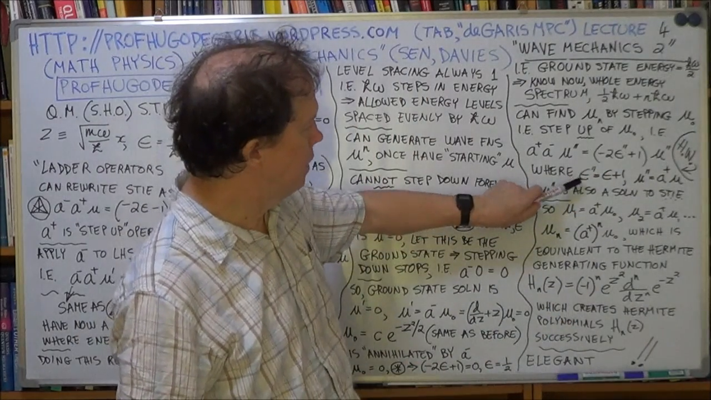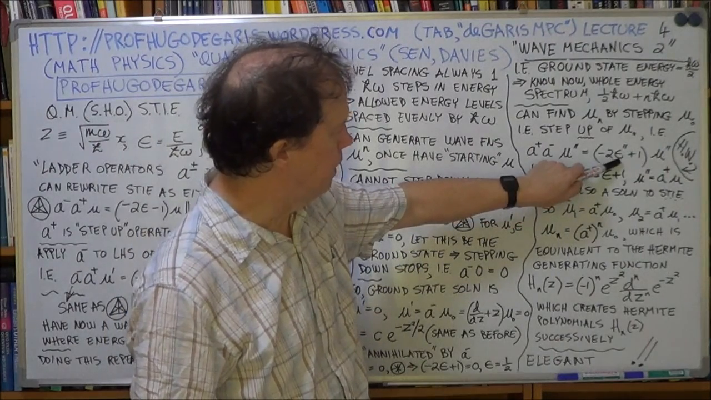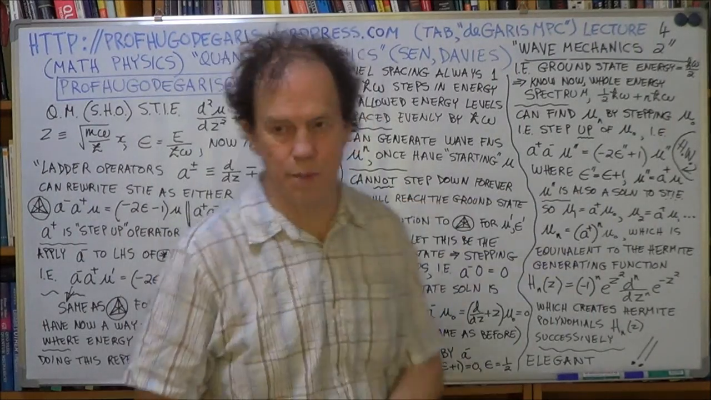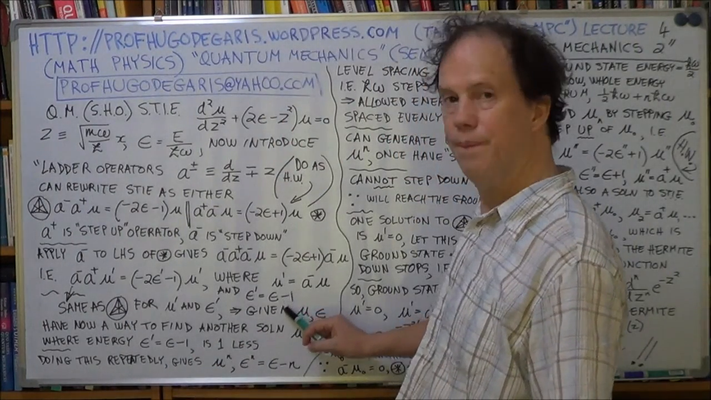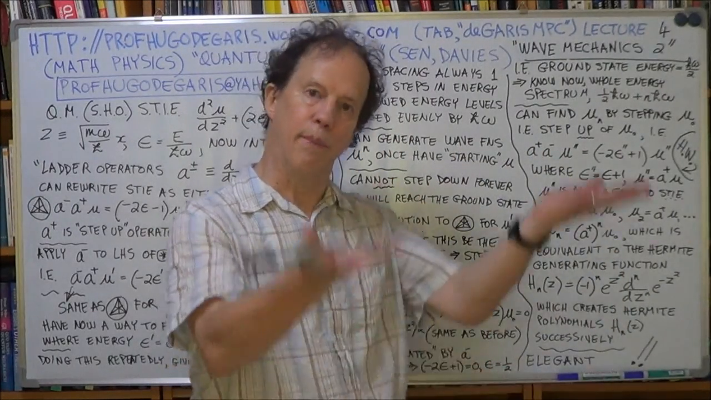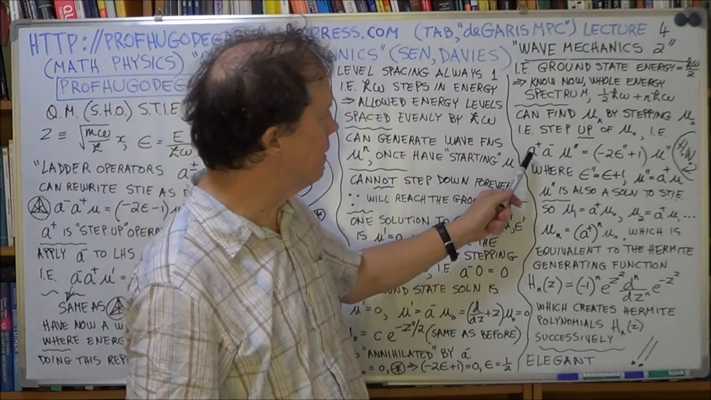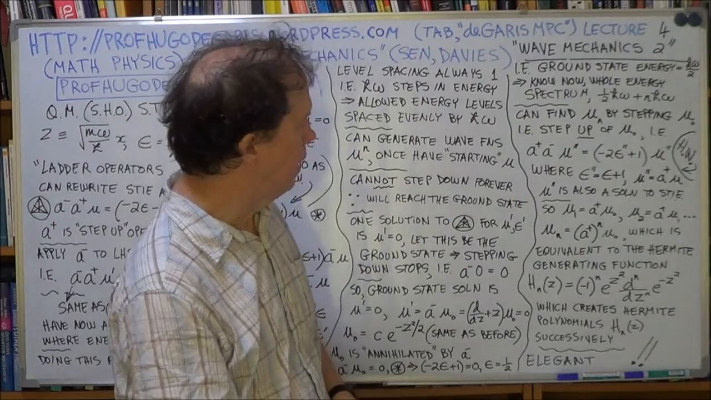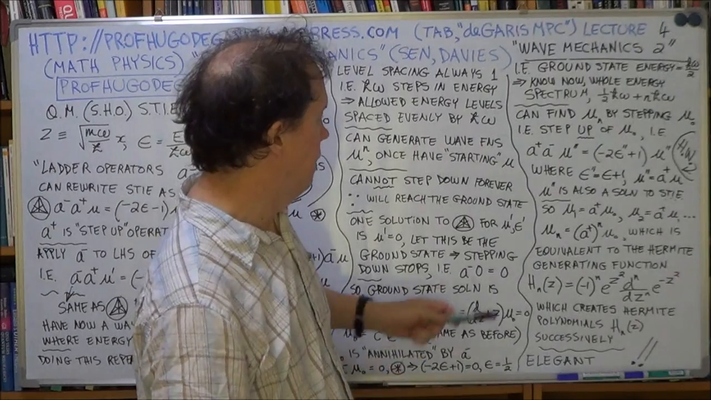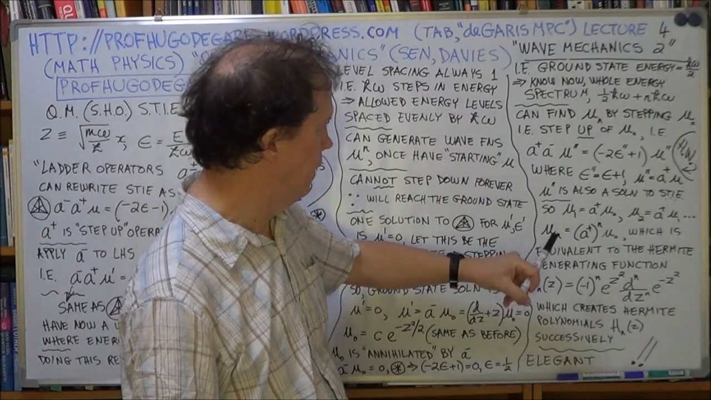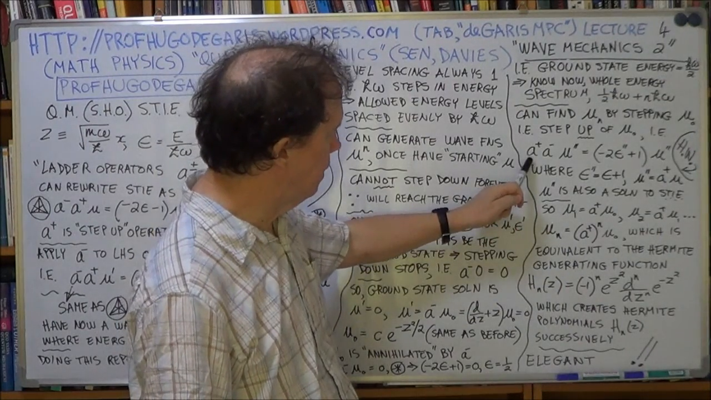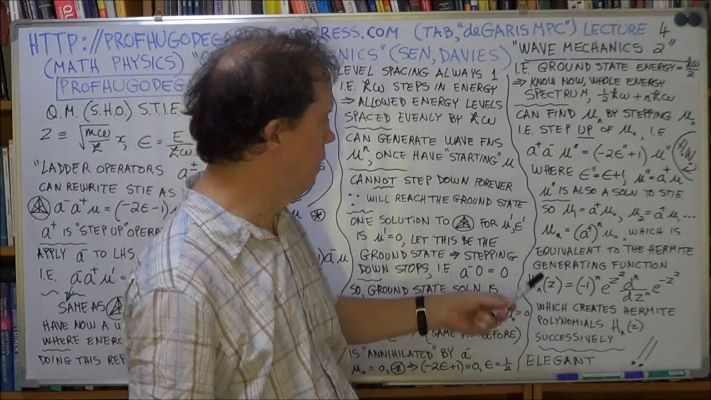And this time your eta dashed is eta plus 1, whereas before it was minus 1. And so now we are not stepping down, we're stepping up. So that's why A plus is referred to as the step up operator. So effectively your A plus generates a new eigenstate.